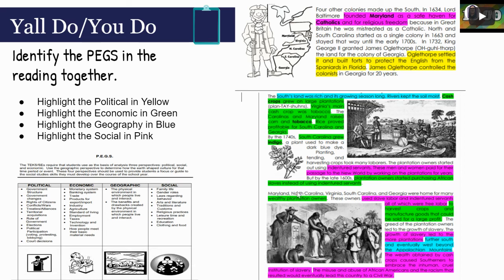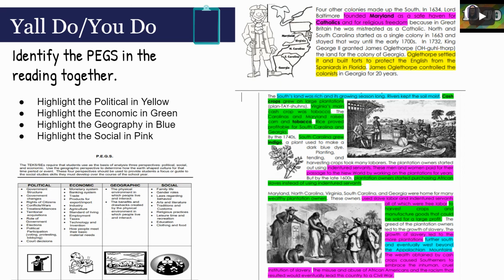Then here we have Maryland, North Carolina, Virginia, South Carolina, and Georgia were home for many wealthy plantation owners. So if you highlighted this as geography, that is perfectly fine because it's the location, it's the actual colonies. Wealthy plantation owners, this green means it's economical. Yes, a plantation is a geographical element, right? It's a geography location that we can find a plantation, it's land. However, it is described in this sense as an economic thing, right?